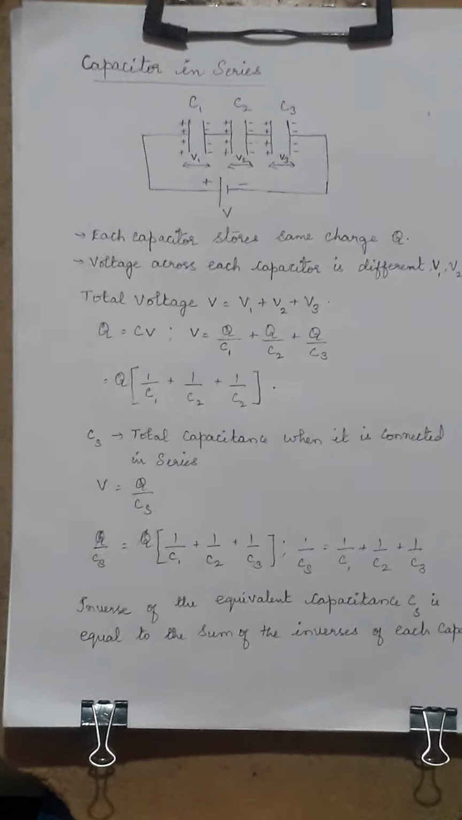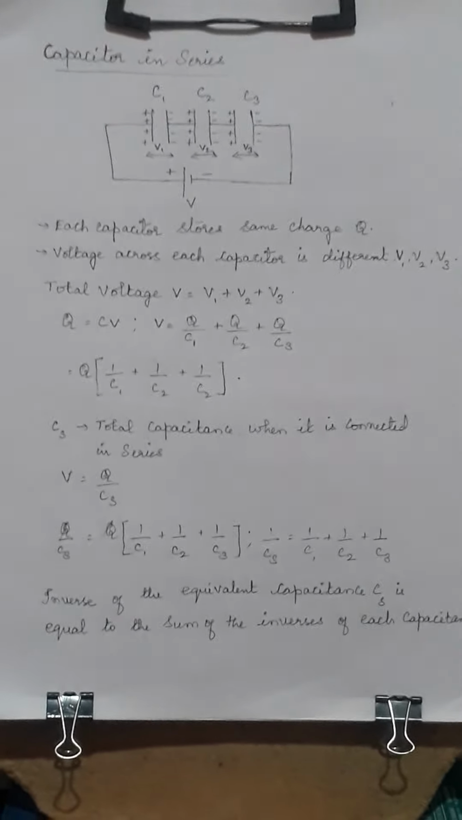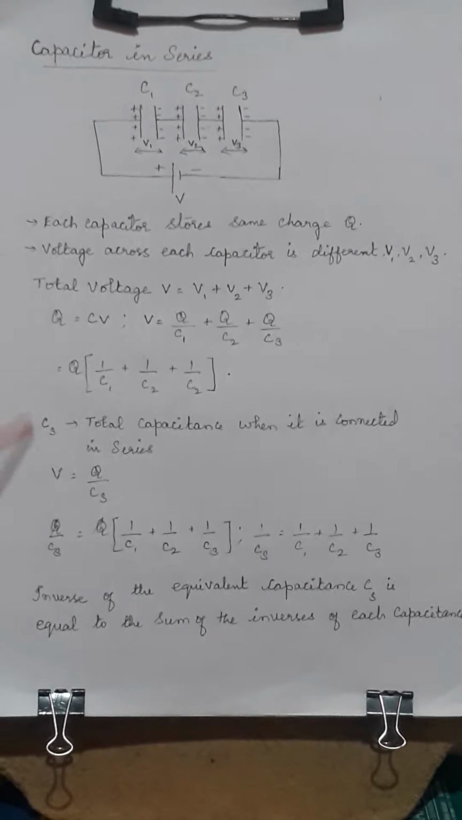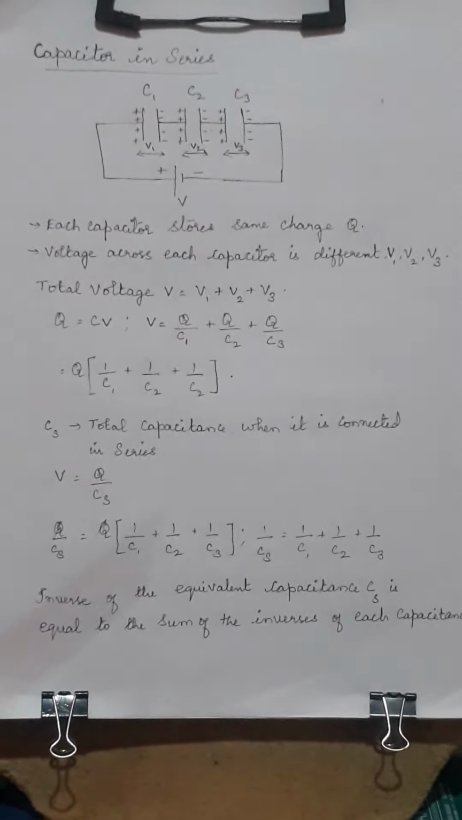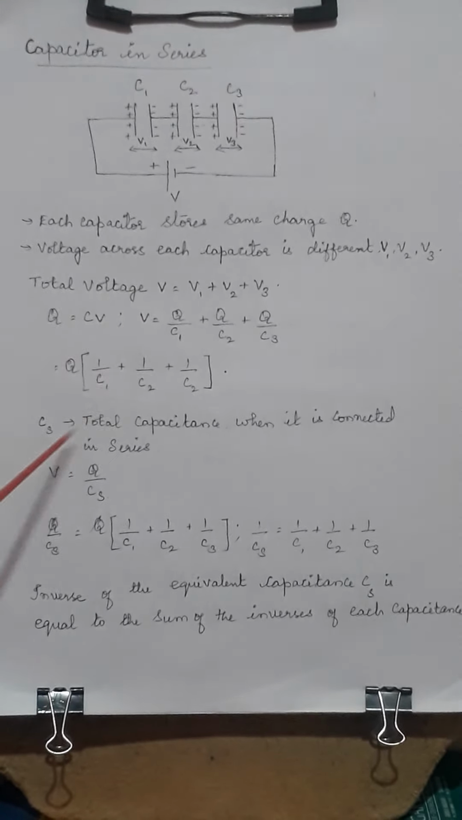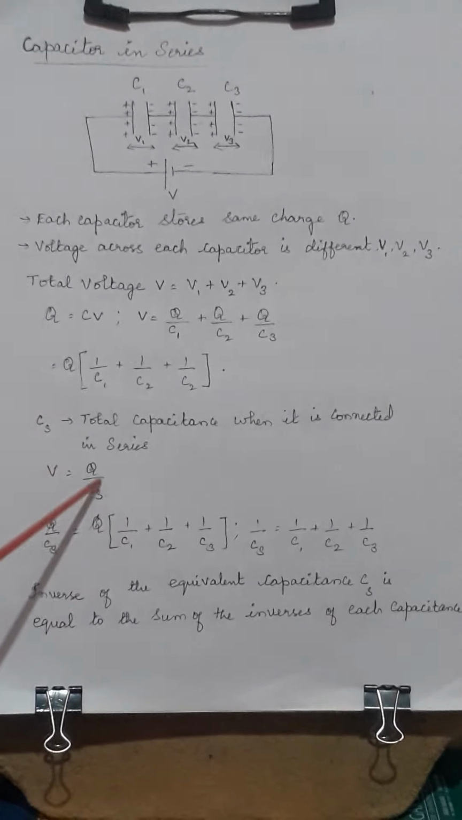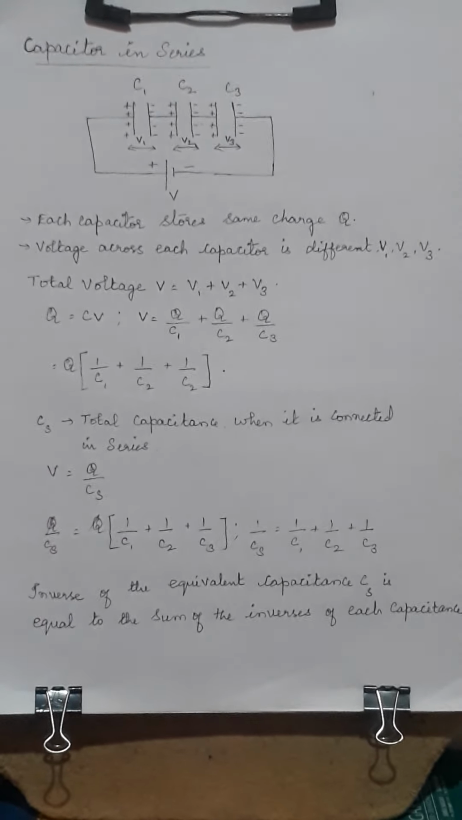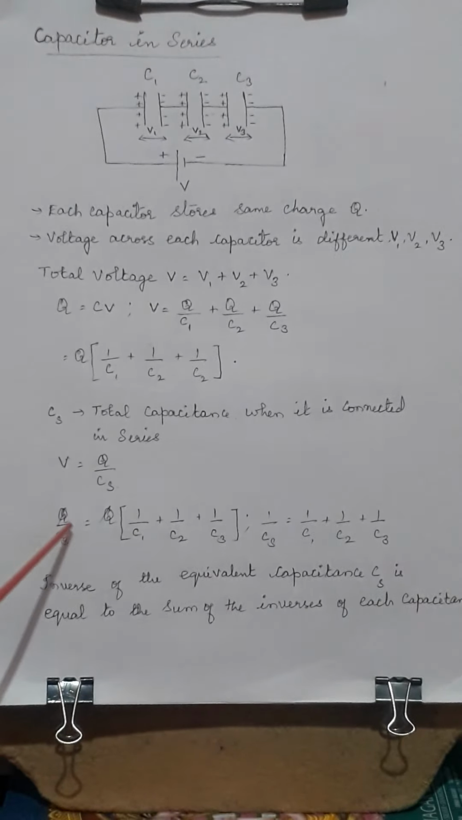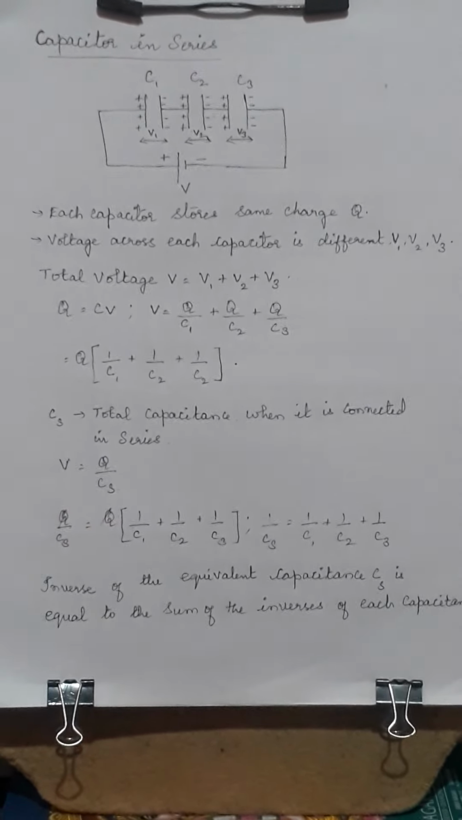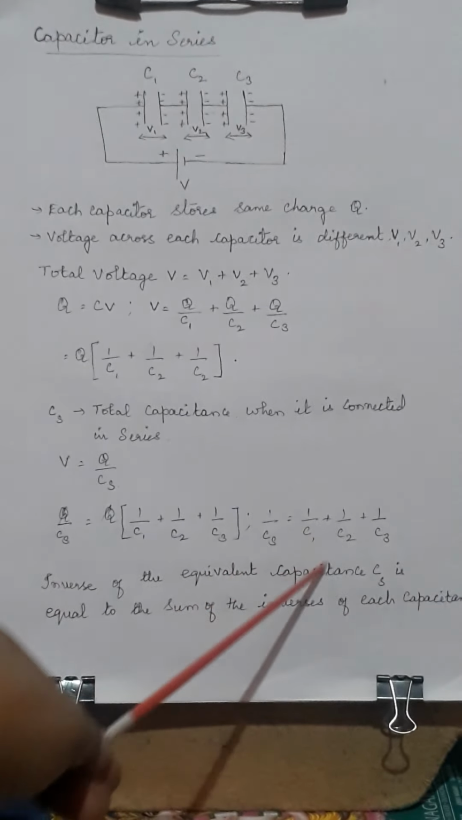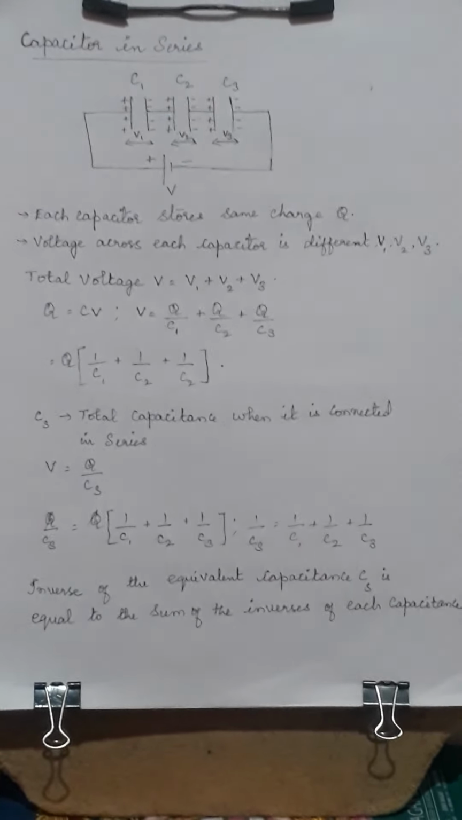But my idea is to find the total or net capacitance when they are connected in series. That is going to be CS. So now V is equal to Q by CS. Equate both sides. Naturally, Q on both sides gets cancelled, and you get 1 by CS is equal to 1 by C1 plus 1 by C2 plus 1 by C3.